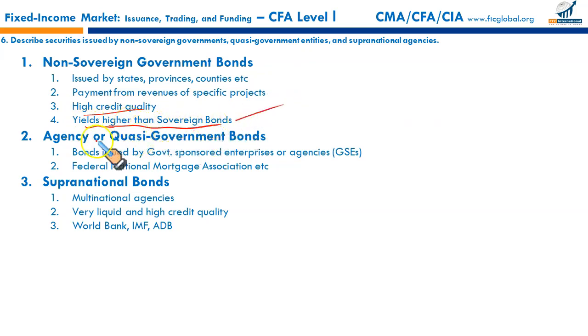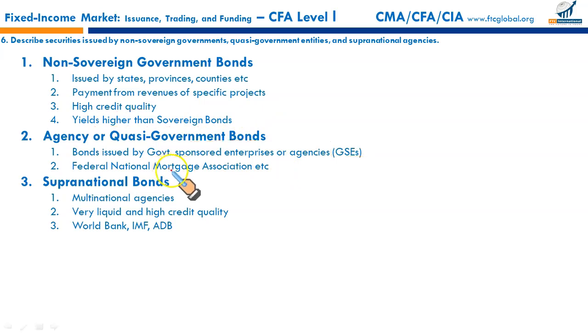Then next we have agency or quasi-government bonds. There are many state-sponsored enterprises like the Federal National Mortgage Association. Such entities can issue bonds to raise funding. Such bonds are called agency bonds or quasi-government bonds. And of course, the yields on these bonds will be, let's say if here the rate is 3%, you might find, let's say, 5%. So the rate for agency quasi-government bonds would be higher than the sovereign and non-sovereign government bonds.